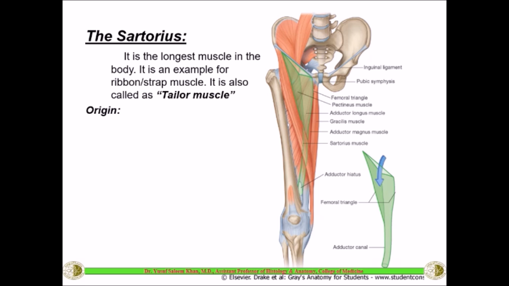In that time, the movements which are needed for squatting on the floor will be done by this Sartorius muscle. That's why it is also called the tailor muscle.